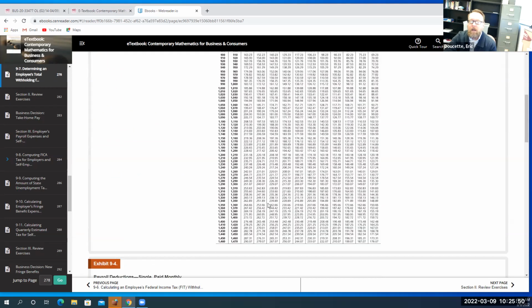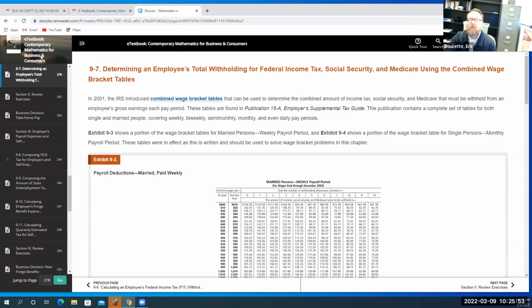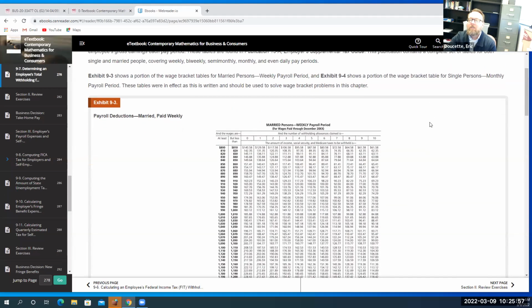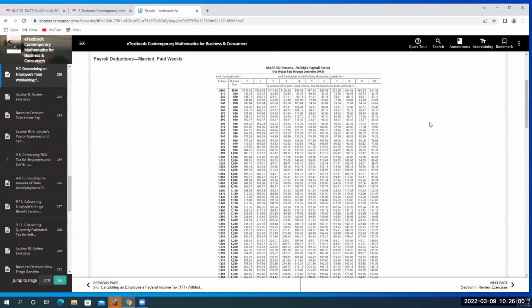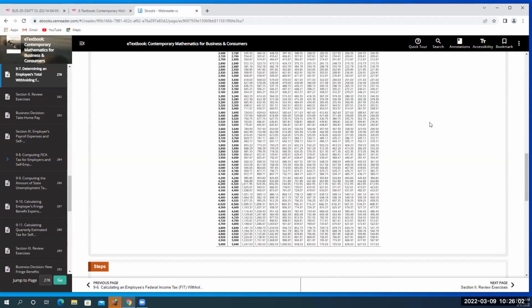Anyway, so I'm not getting into any of this in 9.4. So total withholdings. Oh no, actually, it does get into some of that. So for the Social Security.